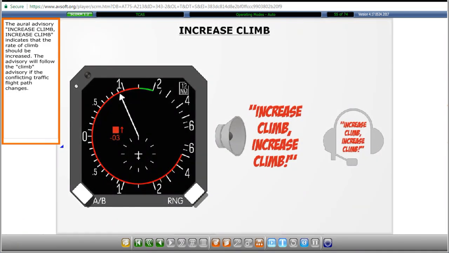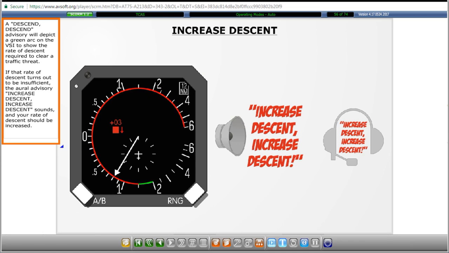The oral advisory "increase climb" indicates that the rate of climb should be increased. The advisory will follow the climb advisory if the conflicting traffic flight path changes. A descend advisory will depict a green arc on the VSI to show the rate of descent required to clear a traffic threat. If that rate of descent turns out to be insufficient, the oral advisory "increase descent" sounds, and your rate of descent should be increased.